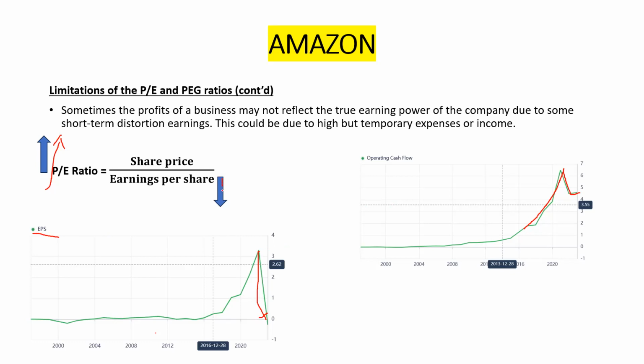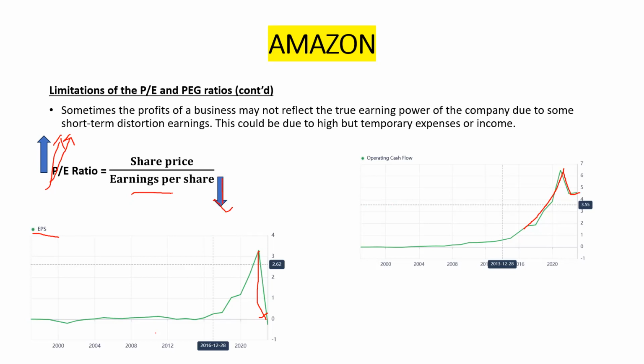As you can see from this equation, when the earnings per share go down, what happens to the PE ratio? The PE ratio gets distorted and it gets inflated. So that's why you see a PE ratio of 80 times earnings, because of this temporary distortion of earnings per share, which I've just explained to you.